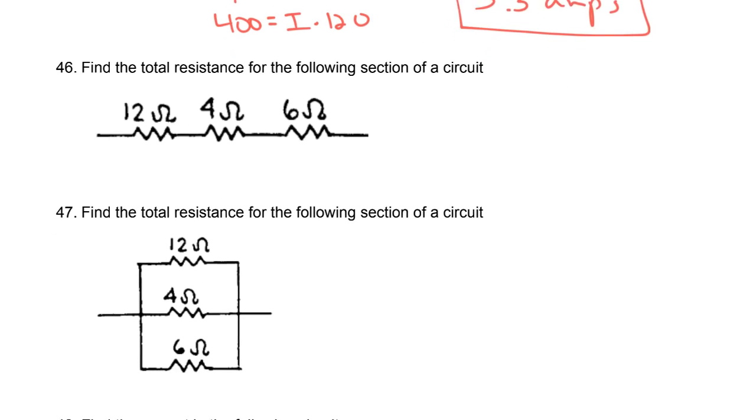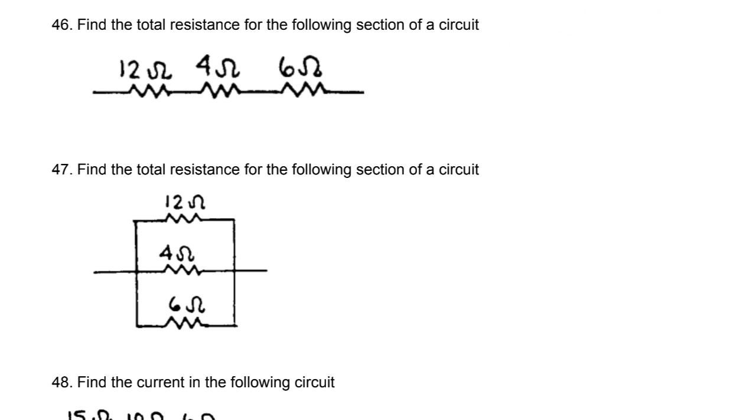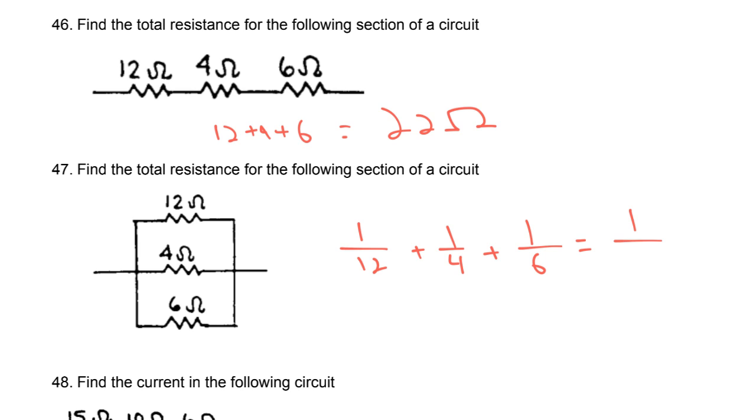All right. Find the total resistance. This one's very easy because they're in series. We just add them up. 12 plus 4 plus 6 equals 22 ohms. All right, in the next one, they're in parallel, so you have to add them up like this. 1 over 12 plus 1 over 4 plus 1 over 6, and then you've got to invert it again because that gives you 1 over the total resistance. So 1 over 12 plus 1 over 4 plus 1 over 6, and then I invert that number, and I get that this would give us 2 ohms of resistance.